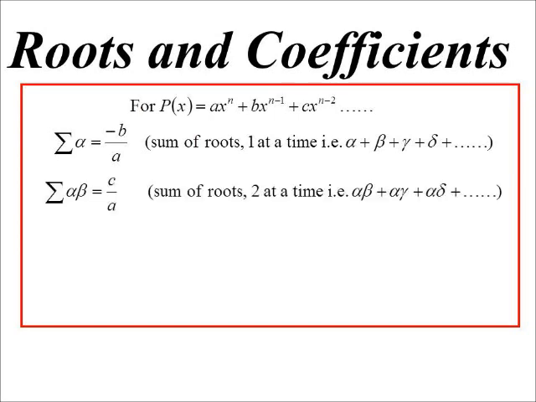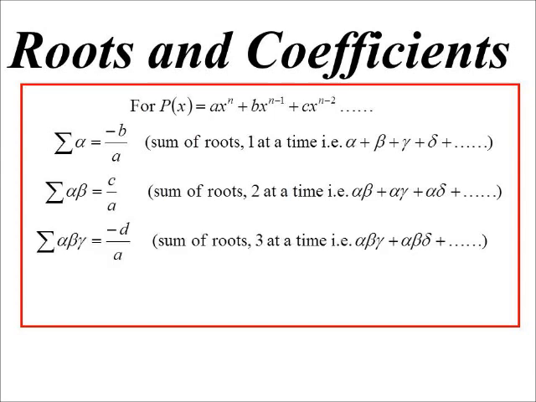Some of the roots, 1 at a time, will always be minus b on a. 2 at a time will always be c on a. 3 at a time minus d on a. 4 at a time e on a. And we can keep going with that pattern. And that happens in all polynomials.